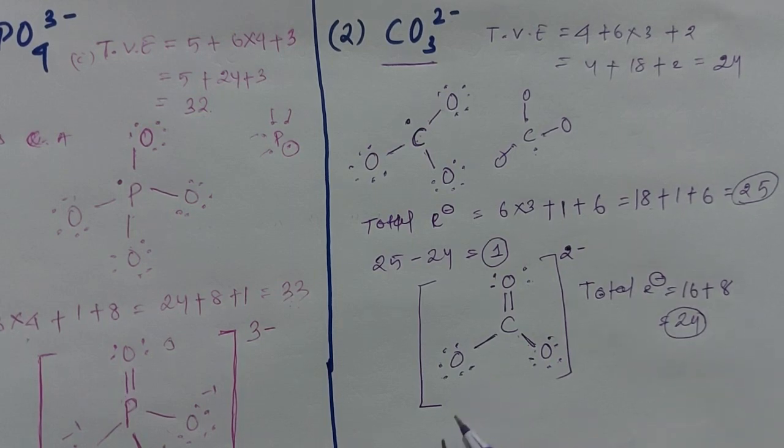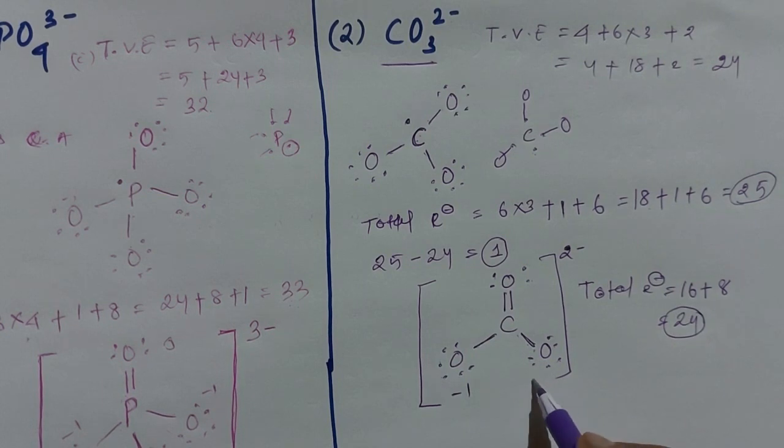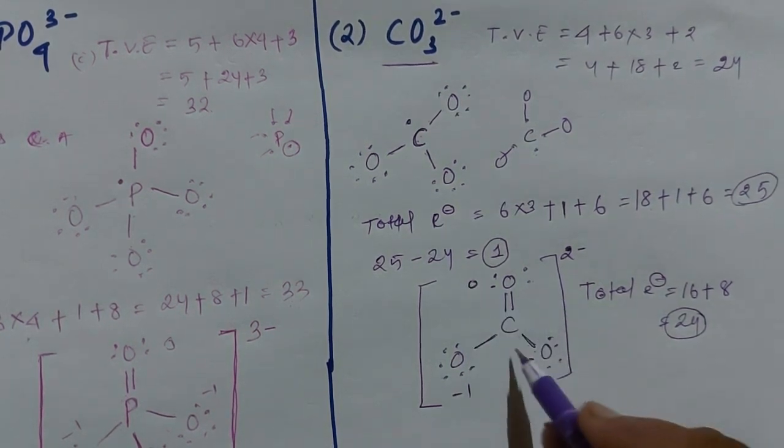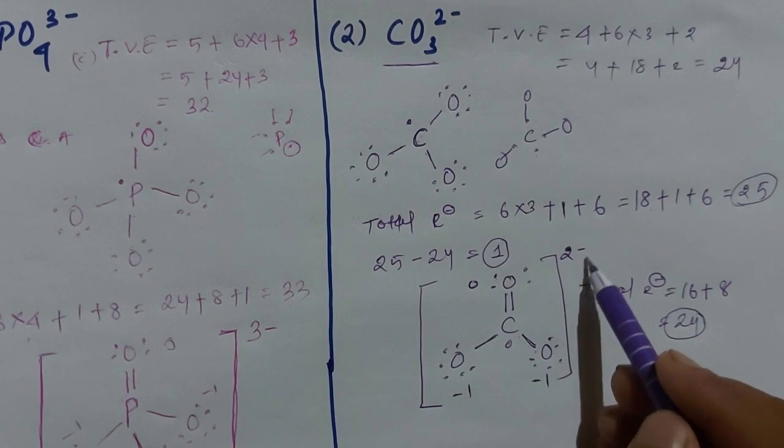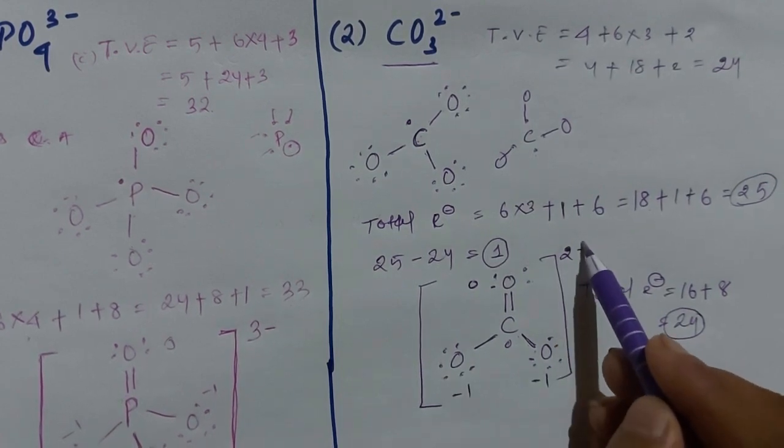Likewise, if you calculate the formal charge of this oxygen, you will get -1. This also gets -1, this you will get 0, this you will get 0. So if you add all the formal charges, that is -1, -1, 0, 0, the total is -2. So here we are getting the total charge of this compound as -2.